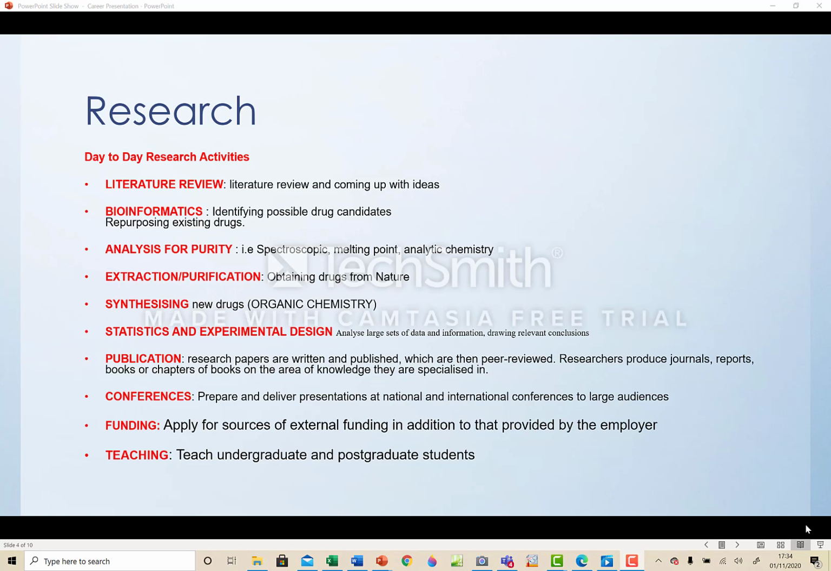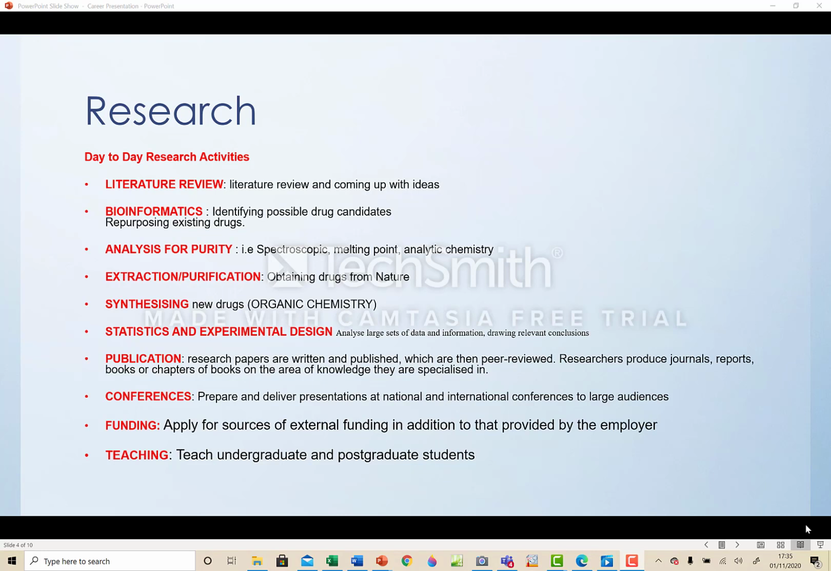Once you have your product in a pure form, then it can be formulated into a medication which takes into account absorption, distribution, metabolism and excretion of the product and its relevant pharmacokinetics and pharmacodynamics. One of the big aspects of research is analyzing the large data sets produced using statistical techniques and experimental design. And then finally, you're publishing your results in a written form in peer-reviewed journals.